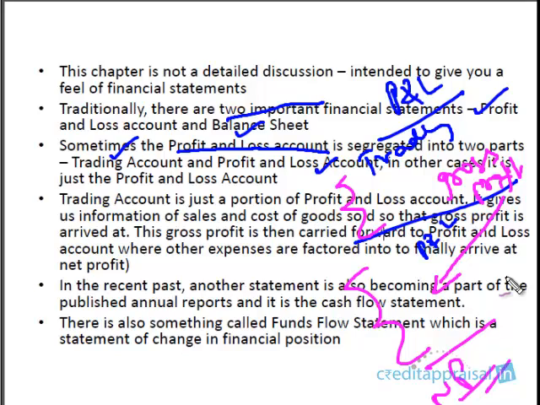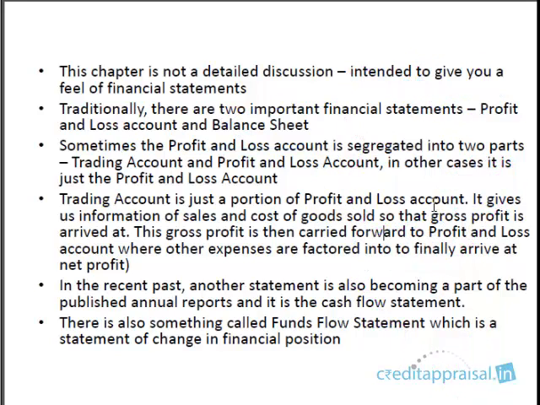So you usually don't see this much, but in case you see, please remember that this is just one way of presenting the P&L account. In most cases you'll be encountering straight away a single P&L account. You won't see the segregation between trading account and the P&L account, but should you encounter such cases, please remember that this is just one form of presentation.